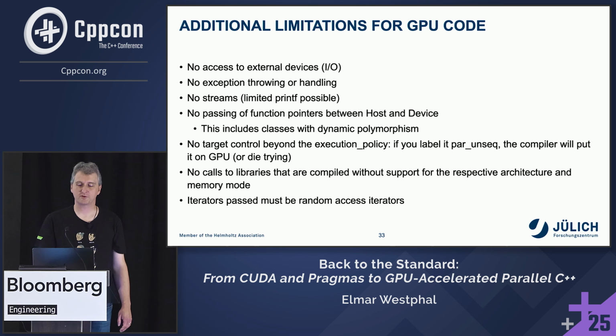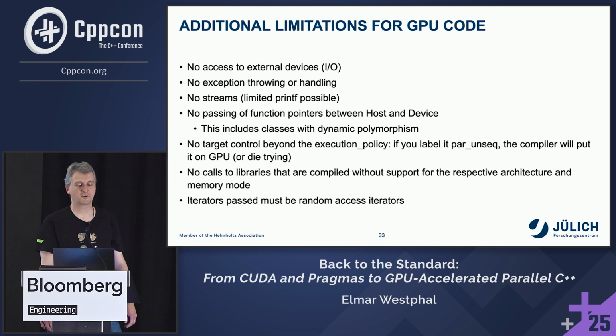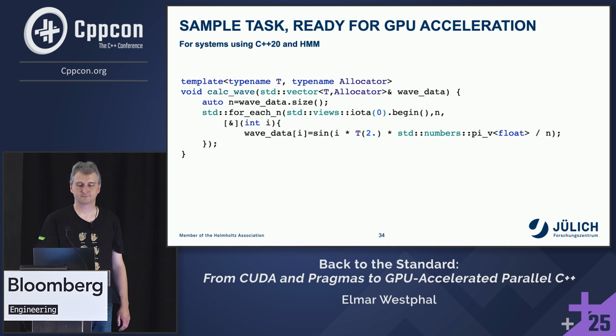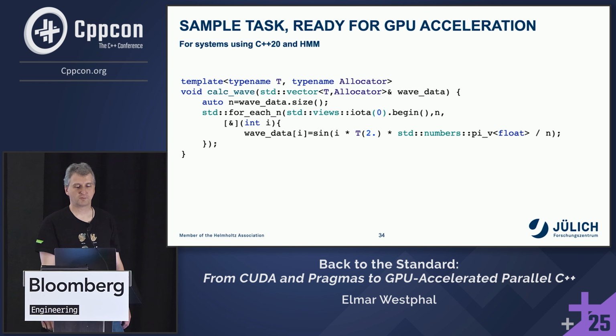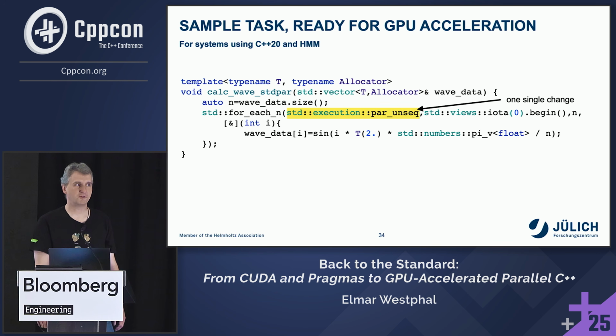If you want to call external libraries, they have to be compiled with support for the respective GPU architecture and memory modes. And if you have algorithms that you pass iterators to, usually only random access iterators are accepted here. So that's our sample code from before, and with support for C++20 and HMM memory, all we have to do is just insert this execution policy here, and it will run on the GPU. It's as easy as that.